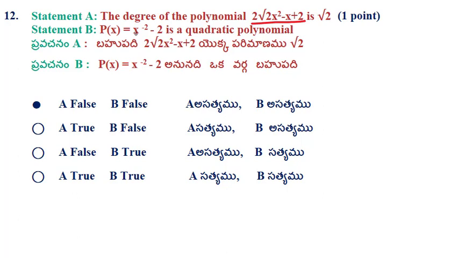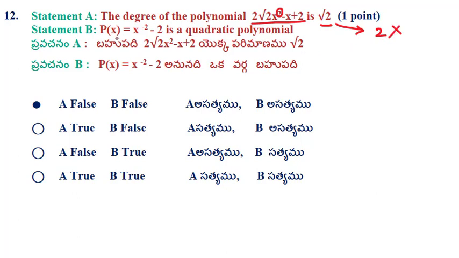Here are two statements. Statement A: the degree of the polynomial 2 root 2 x square minus x plus 2 is root 2. But that is not the degree. The degree of this polynomial is 2, so it is a quadratic polynomial. So it is a false statement.